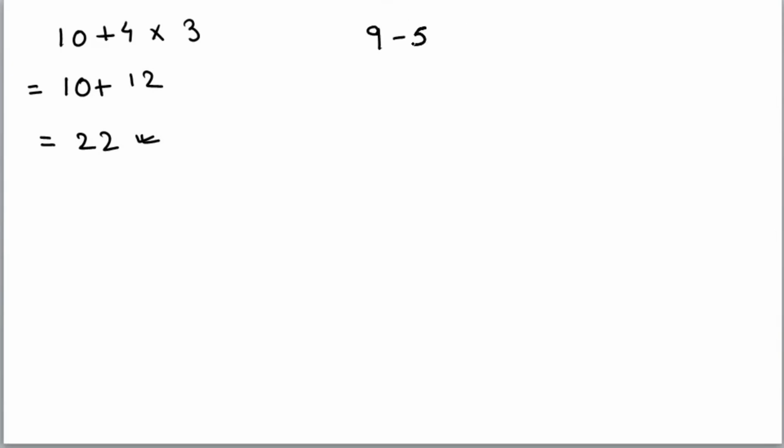9 minus 5, multiplied by 4. Here what will come first? The grouping will come first. So 9 minus 5 will be 4. Then multiply with 4. It will be 16.